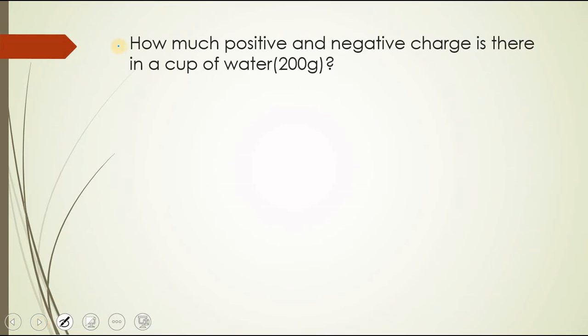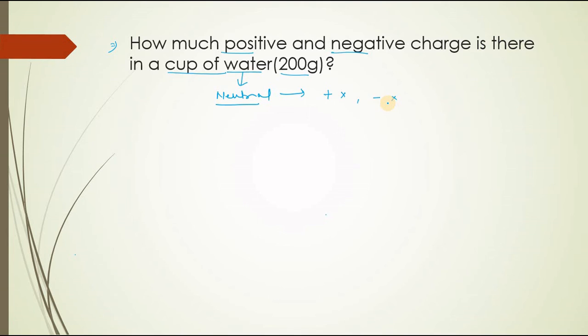Now let's take how much positive and negative charge is there in a cup of water, having mass, let's suppose, 200 gram. So we need to find out how much positive and how much negative. First of all, we need to understand the water in normal state is neutral. Neutral means it has an equal number of positive and negative charges. So whatever it can be, let's suppose X and X: X number of positive and X number of negative charges will be there.